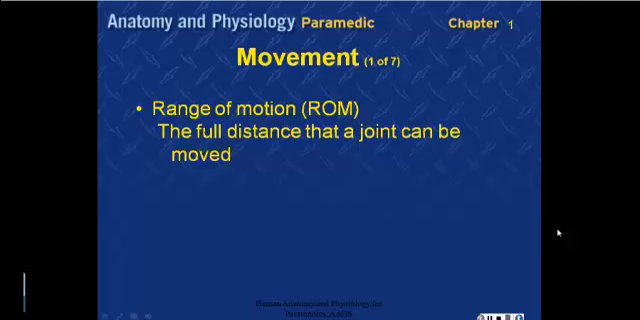Range of motion, or ROM, is something that we often use in documentation. A lack of range of motion is usually indicative of a joint injury or a skeletal injury. The range of motion is the full distance that a joint can be moved. So you can actually have an extended range of motion, which would also be an indication of a joint injury.